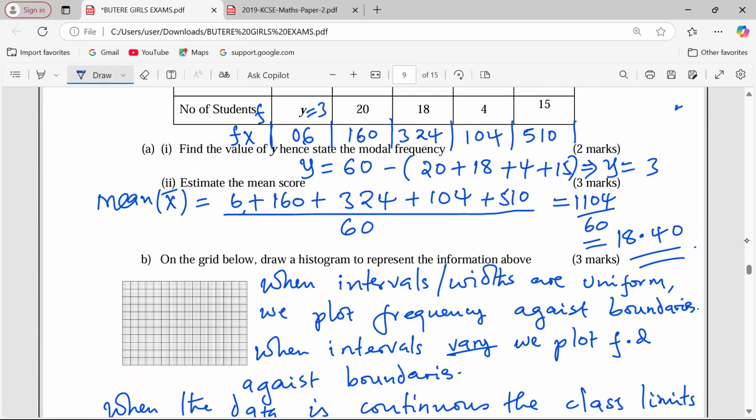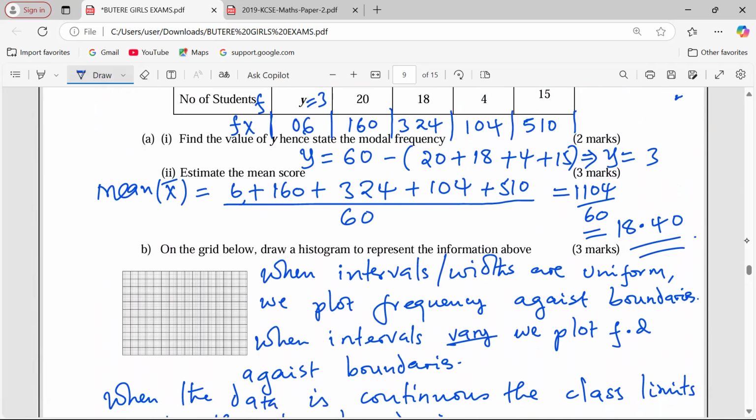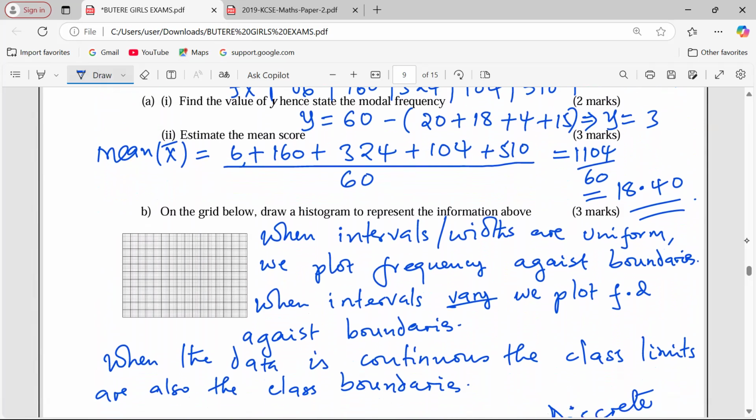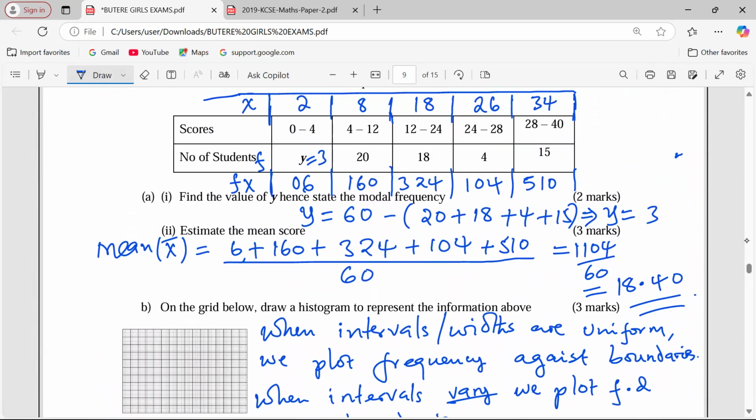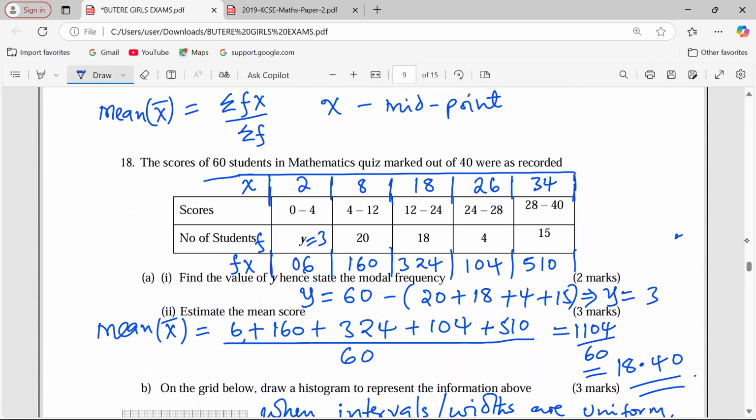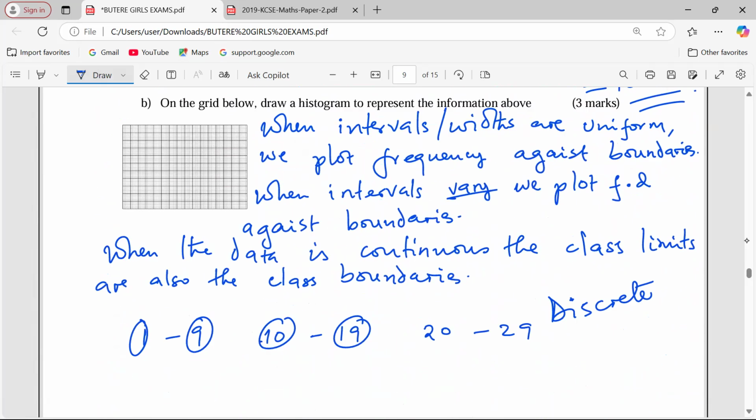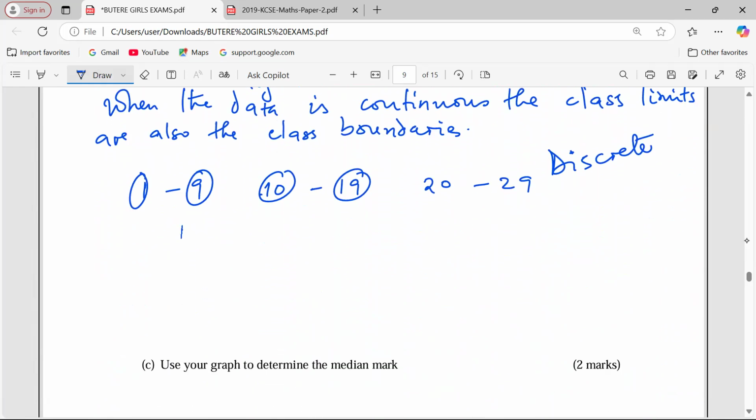So allow me now access a graphical grid where we are going to plot frequency densities against the class boundaries. Again, you're supposed to know that frequency density is usually given by frequency over class width. Each frequency over the class width. Therefore, we can get now a column of frequency densities for the above data.